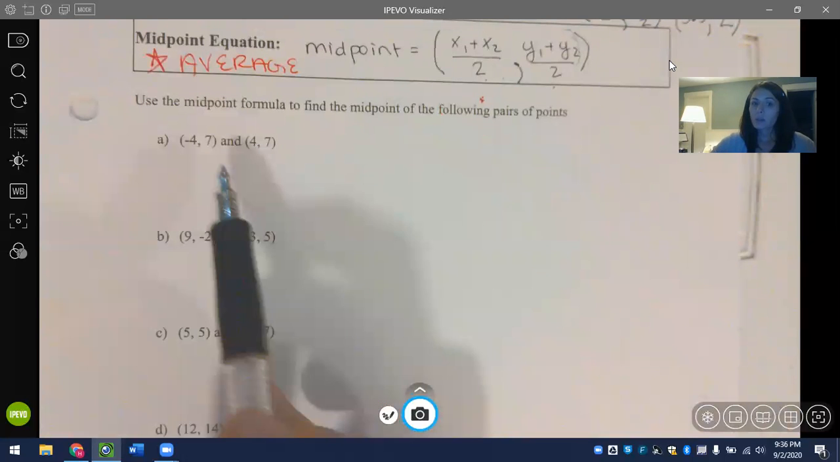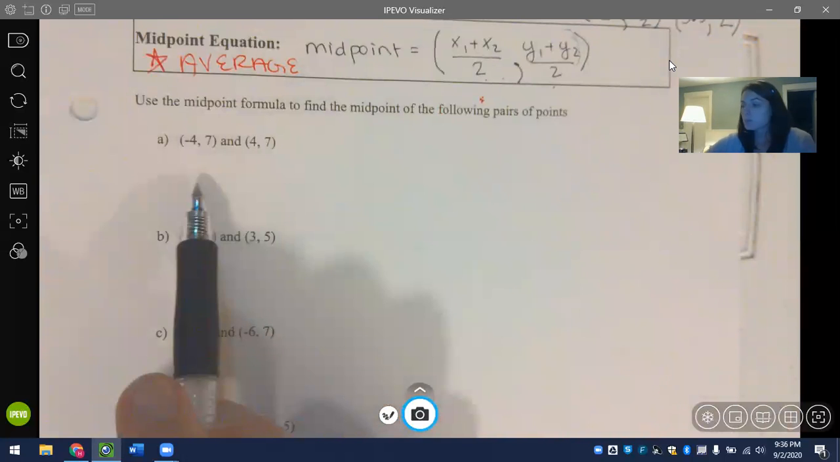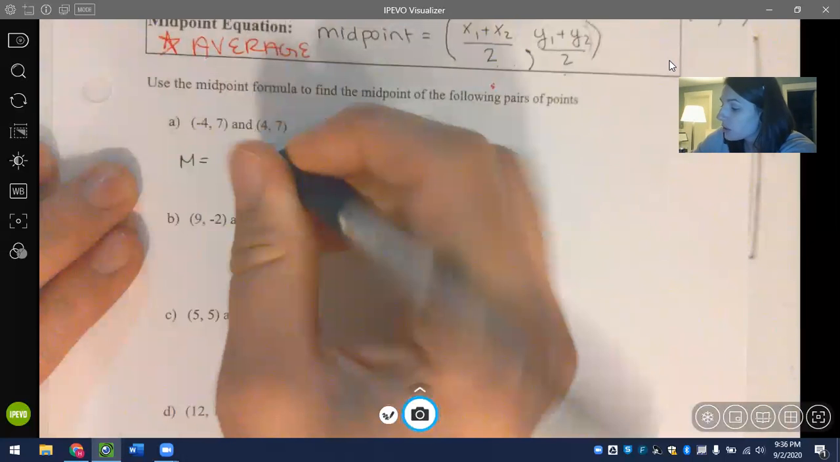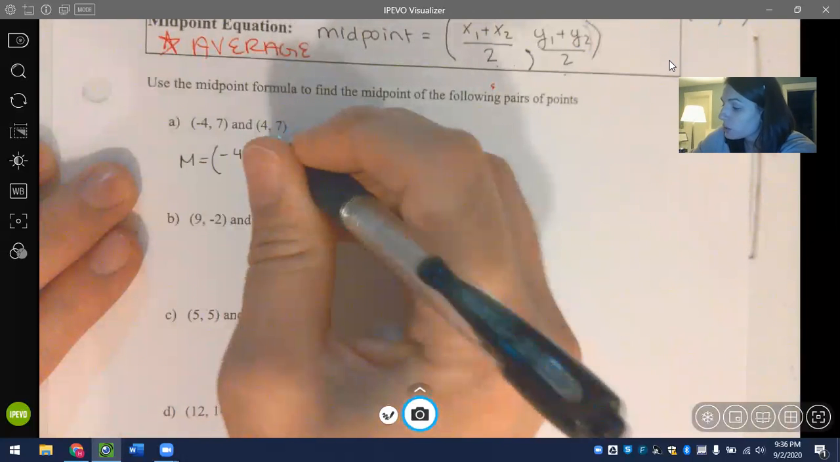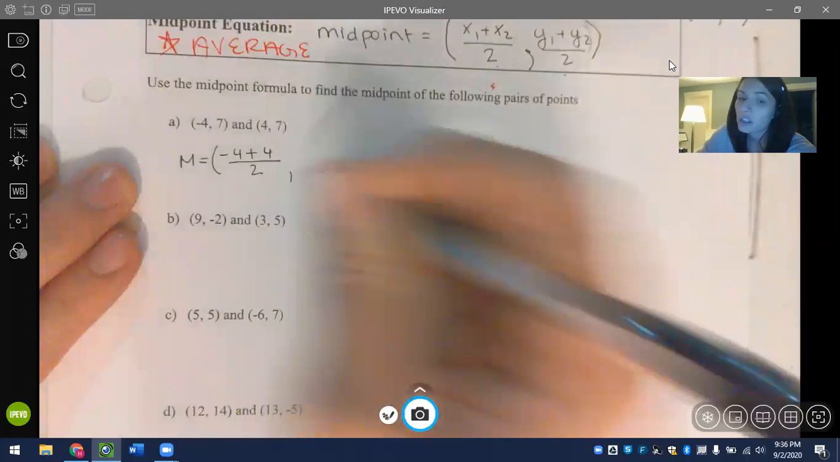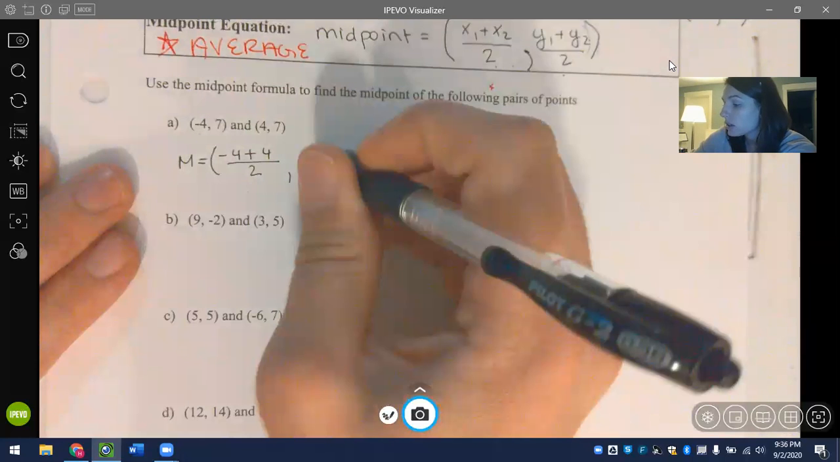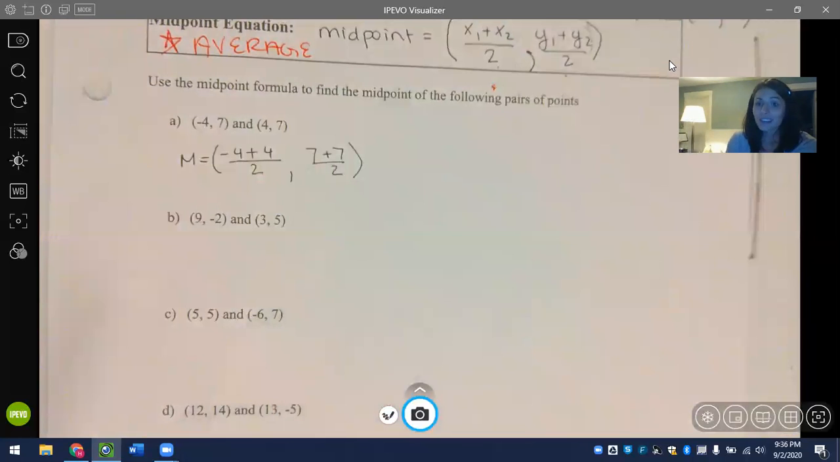It says use the midpoint formula to find the midpoint for the following pairs of points. So if I'm using my formula, then I'm going to say, okay, I have -4 and 4, those are my two x values. I'm going to divide them by 2. I'm going to find the average of my x values. And then I have 7 and 7. I'm going to divide them by 2.